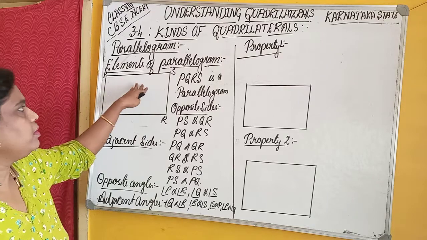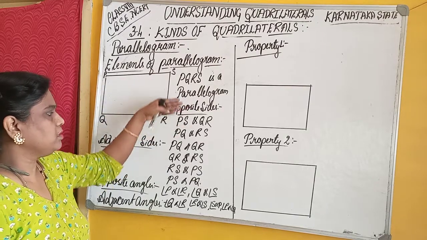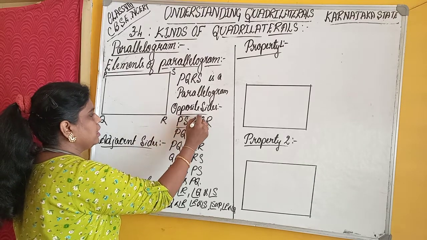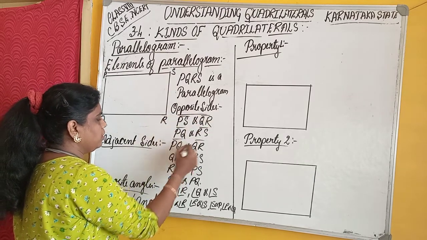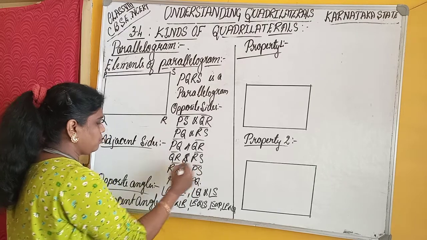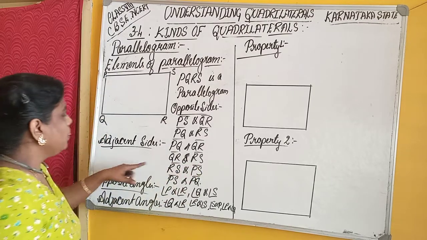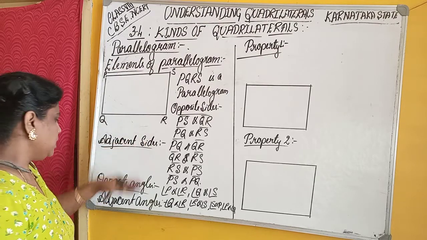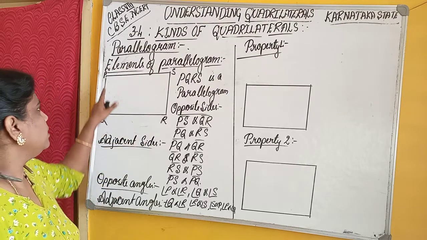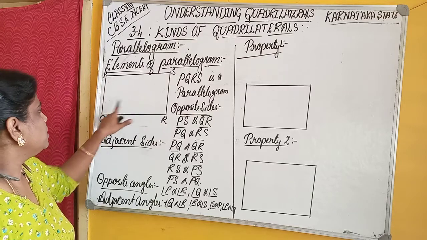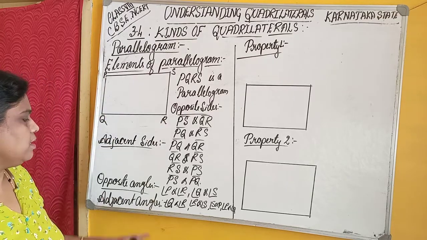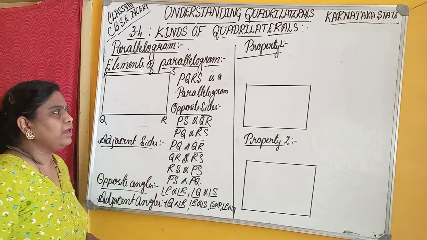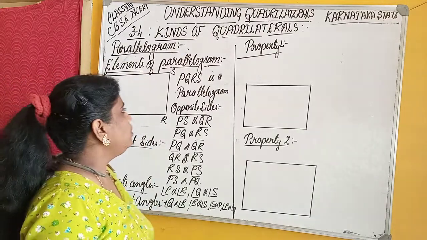The elements involved in a parallelogram: opposite sides, you came to know that, and adjacent sides, you can write. For sides, you can put a bar on those. Adjacent sides are those lying side by side, and opposite angles are the angles which are in the opposite corners. Adjacent angles are angles which are side by side. These are the elements of the parallelogram.